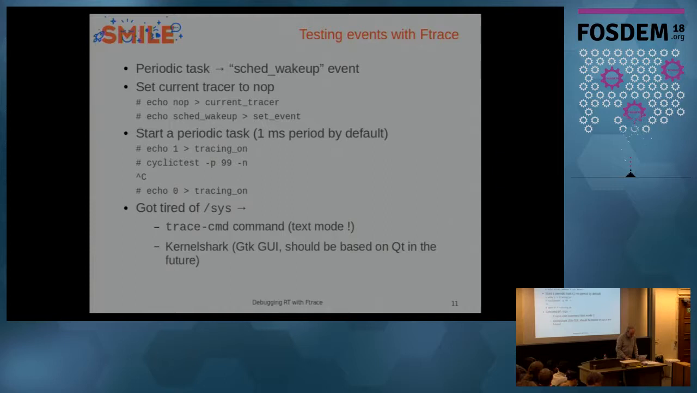If you want to test events in real time with Ftrace, there is one way to use the sched_wakeup event. You set nop to the current tracer. It's not the same way of tracing. So you put sched_wakeup in set_event. You activate the trace, and you start an example, cyclictest, which is an example from the rt-tests package, which generates some threads with priority, etc. It's just like this. I can show you some demo.